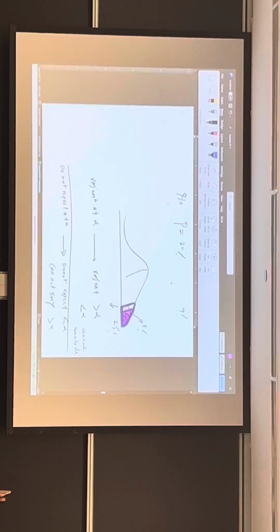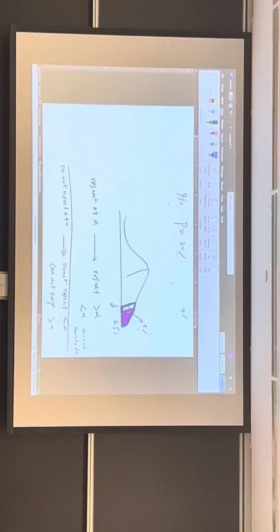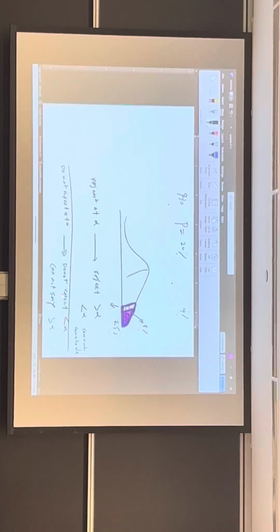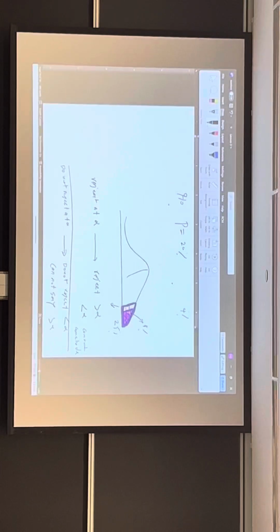Graph it. The graph will talk. You can figure it out, but that's the rule of thumb. If you reject at alpha, you reject at anything more, anything less, you cannot say it. If you do not reject at alpha, you do not reject at anything less, anything more, you cannot say it. That's the rule of thumb. Okay.